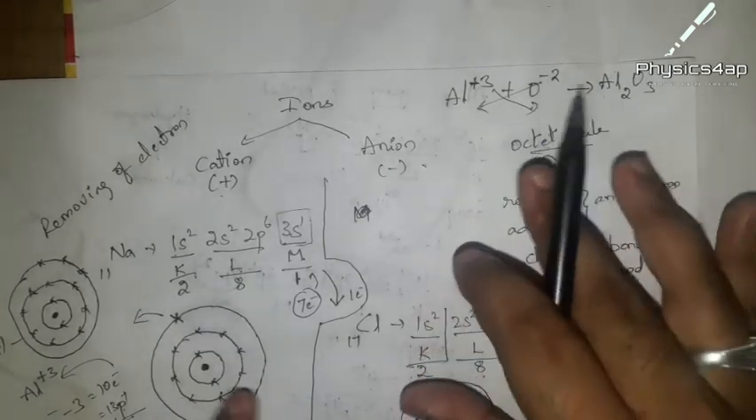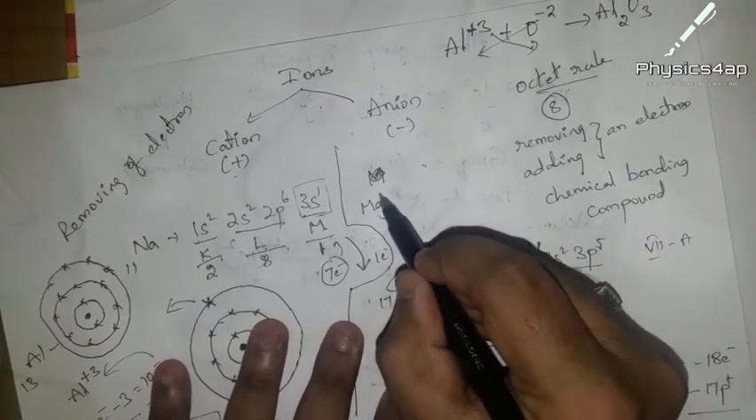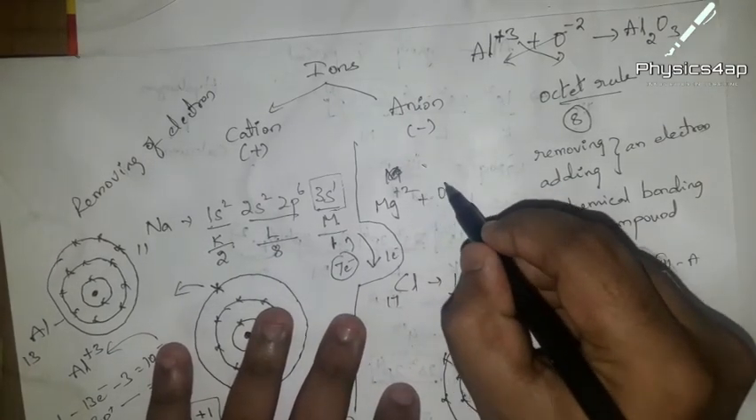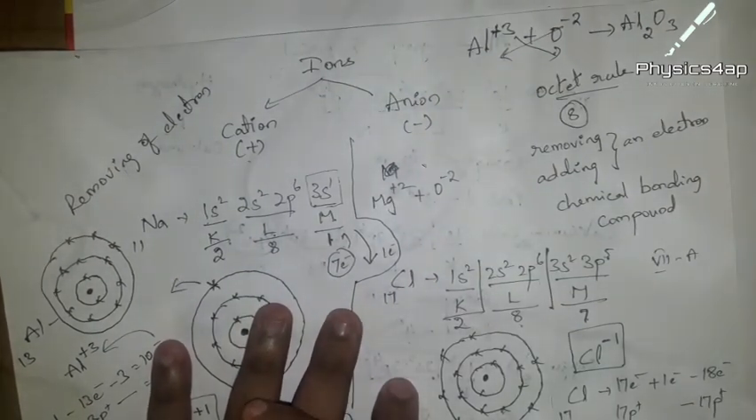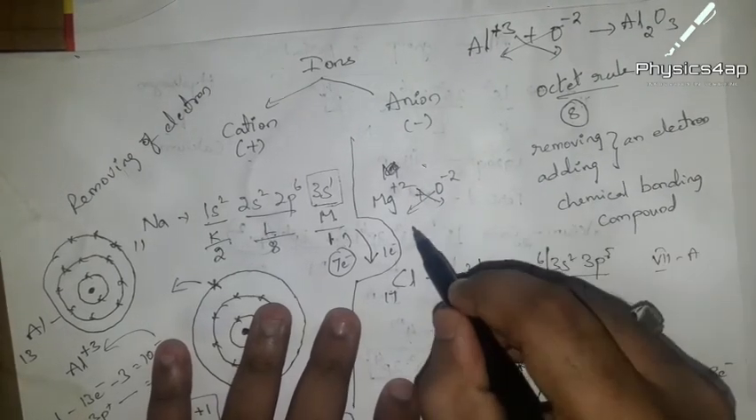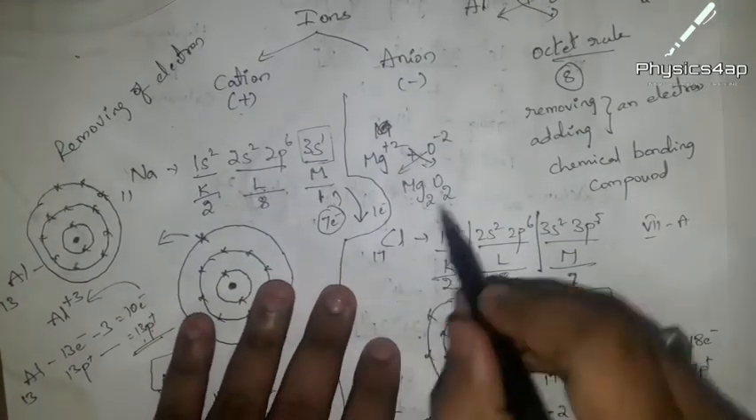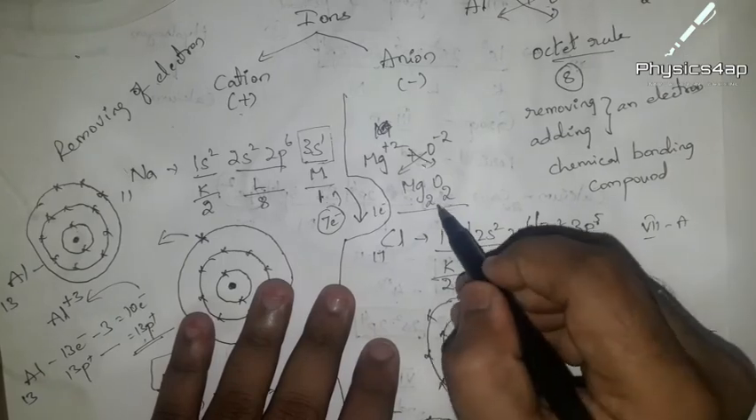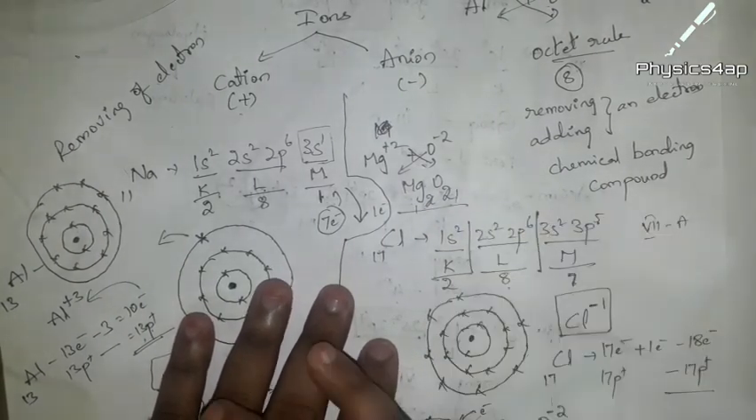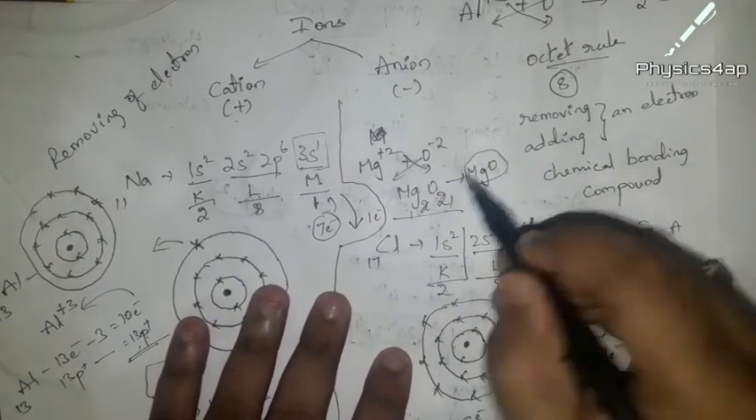Now for example, if both values are the same, like magnesium, we have plus 2, and for oxygen O minus 2. Both get attracted, and by doing the crisscross method we get Mg2 and O2. Now as the two values are the same, both get cancelled by dividing by 2, so we get the overall compound as MgO.